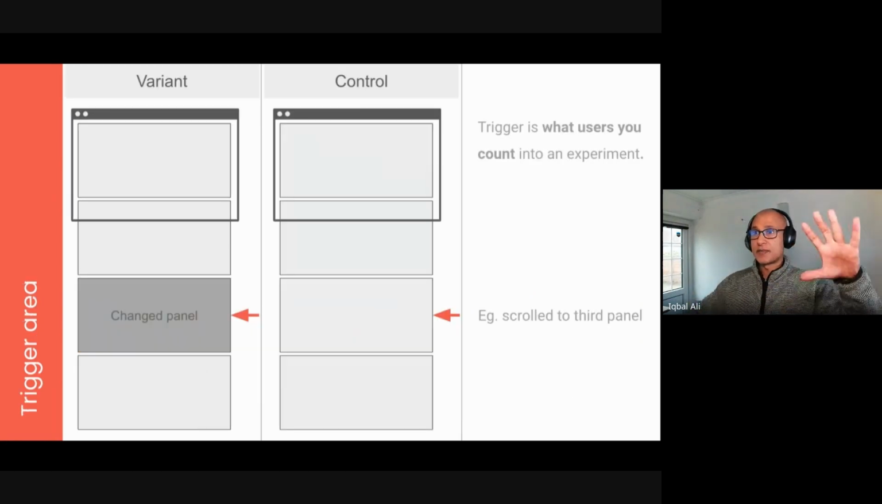So here's what a trigger actually is when you look at variant versus control, and you've got that third panel when you scroll down. A trigger is essentially what users you count into an experiment. So you want to make sure that you're only counting the people that you need. That's a very quick overview of what triggering is. Hopefully now we can jump straight into the main chat. Let me stop sharing.